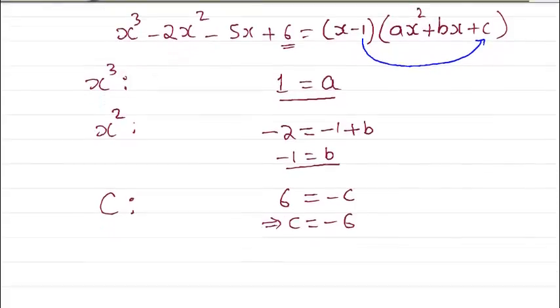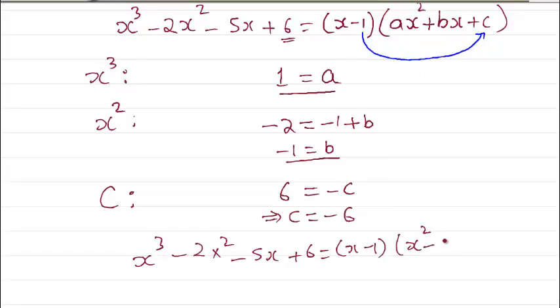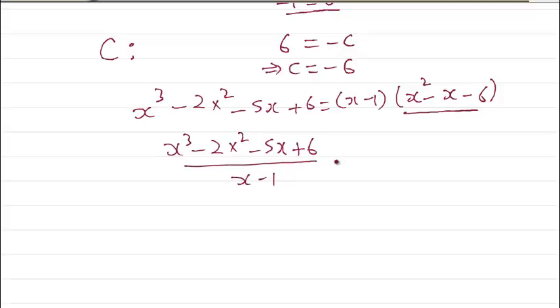So now we got our answer. x cubed minus 2x squared minus 5x plus 6 is equal to x minus 1 times, now we found a was 1, b was minus 1, and c was minus 6. Then we divide this by x minus 1, so your answer is x squared minus x minus 6. Same as before.